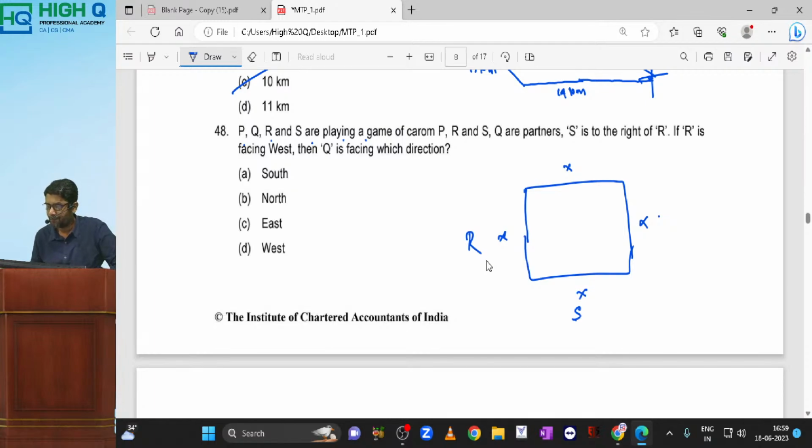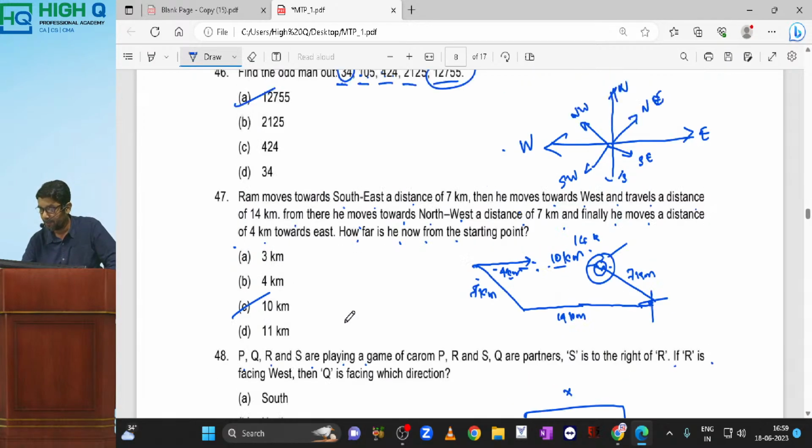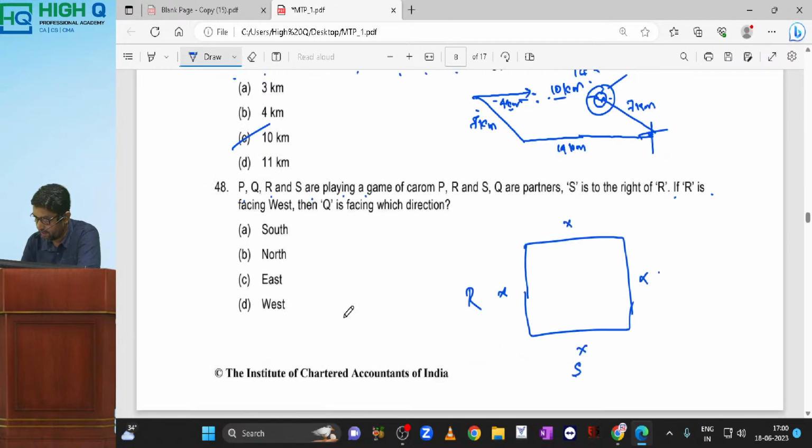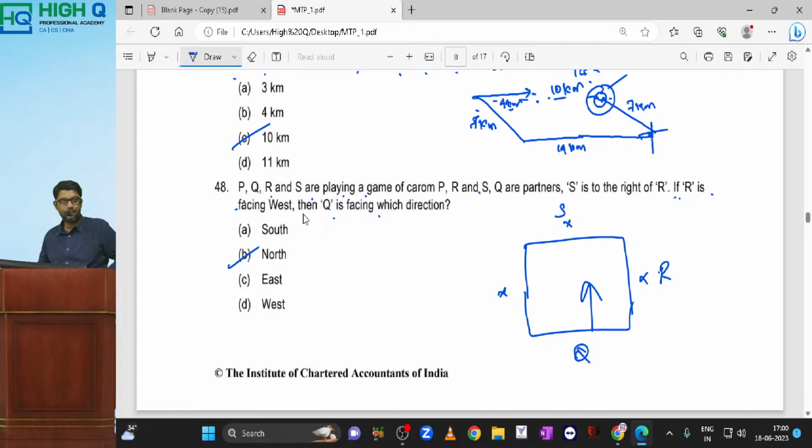Okay. Now, R is facing west. Now tell me, my dear, R is facing west means R has to be here. So S has to be here. If R is facing west, then Q is facing which direction? S and Q are what? Partners. Am I right, my dear? So Q is facing which direction? North. Correct? Because they are playing carom, they are facing opposite to each other.